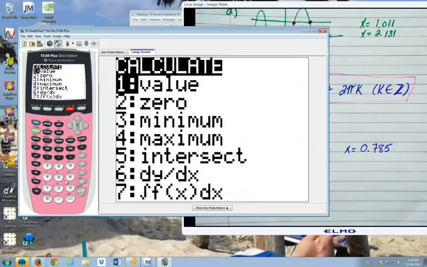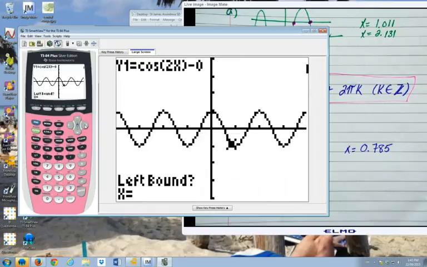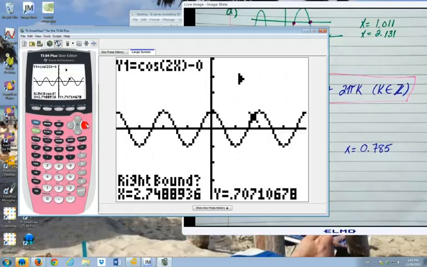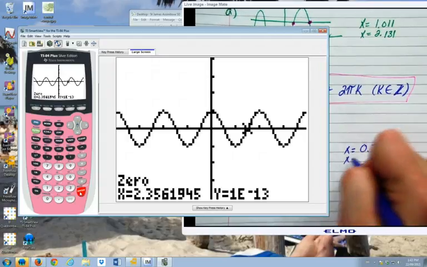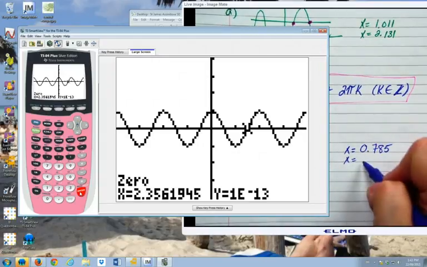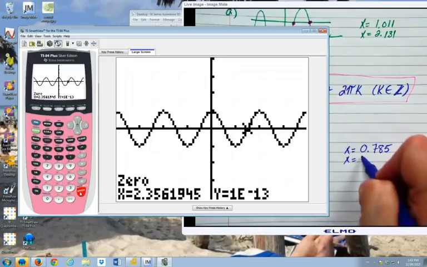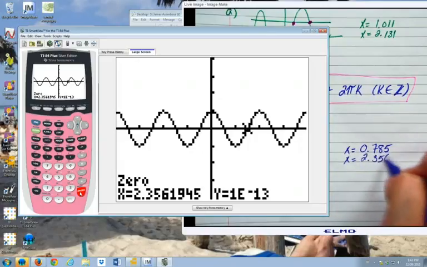Let's go on to the next one, second function calc. Zero again. Somewhere on the left of this guy, so down underneath the graph somewhere. Right is up above. Arrows are pointing, hey, how about me? Enter. Answer of 2.356. Go ahead and find the remaining 2.